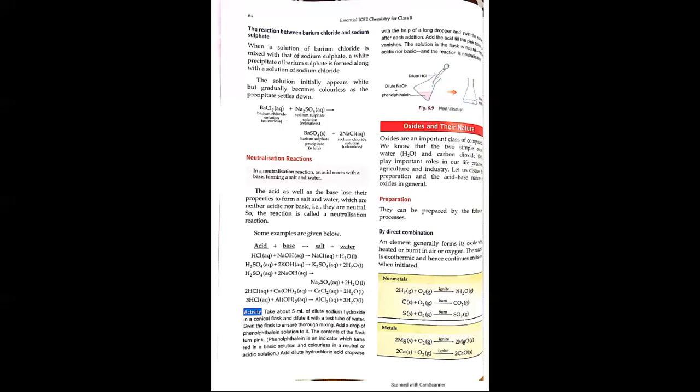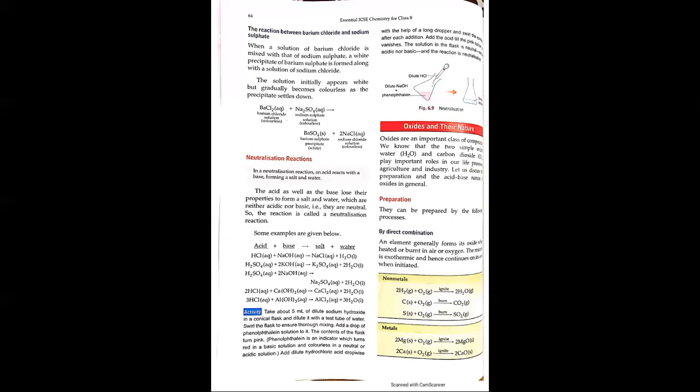Non-metals react with oxygen: H2 plus O2 gives H2O, C plus O2 gives CO2, S plus O2 gives SO2. These are non-metals. Whereas on the other hand, when metals react with oxygen, they form oxides, like magnesium oxide, calcium oxide. Next is by thermal decomposition.